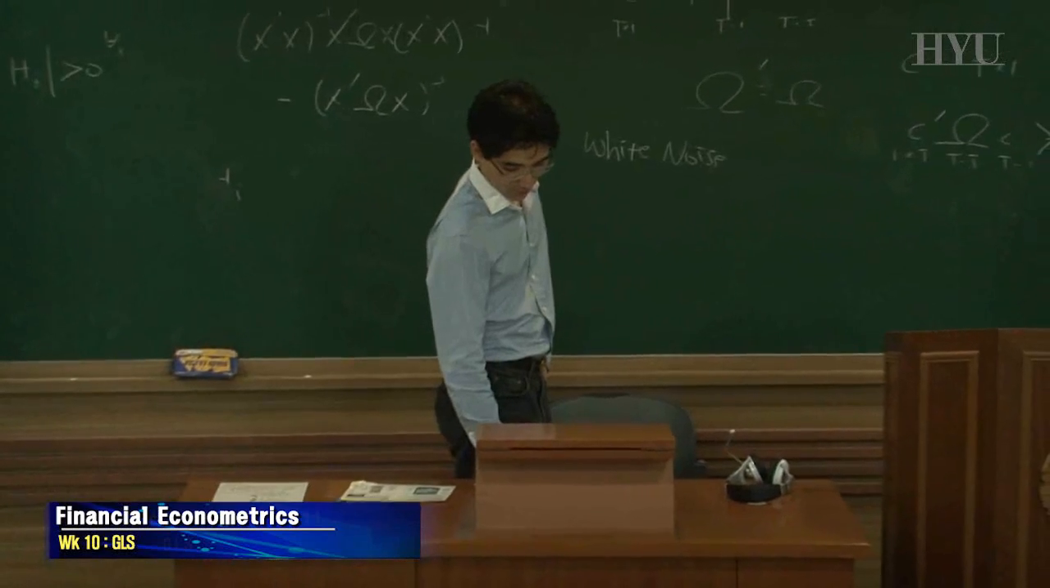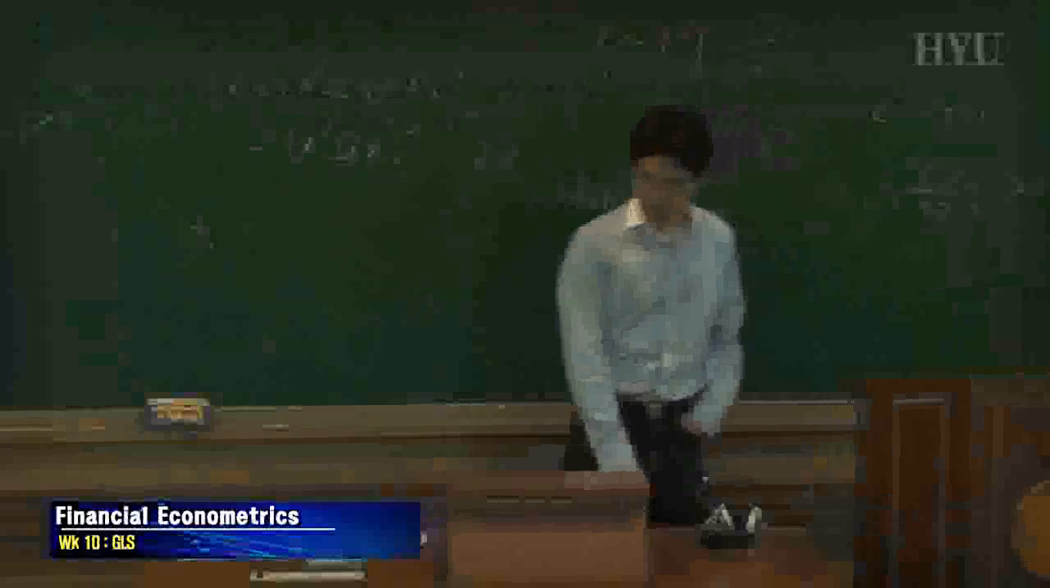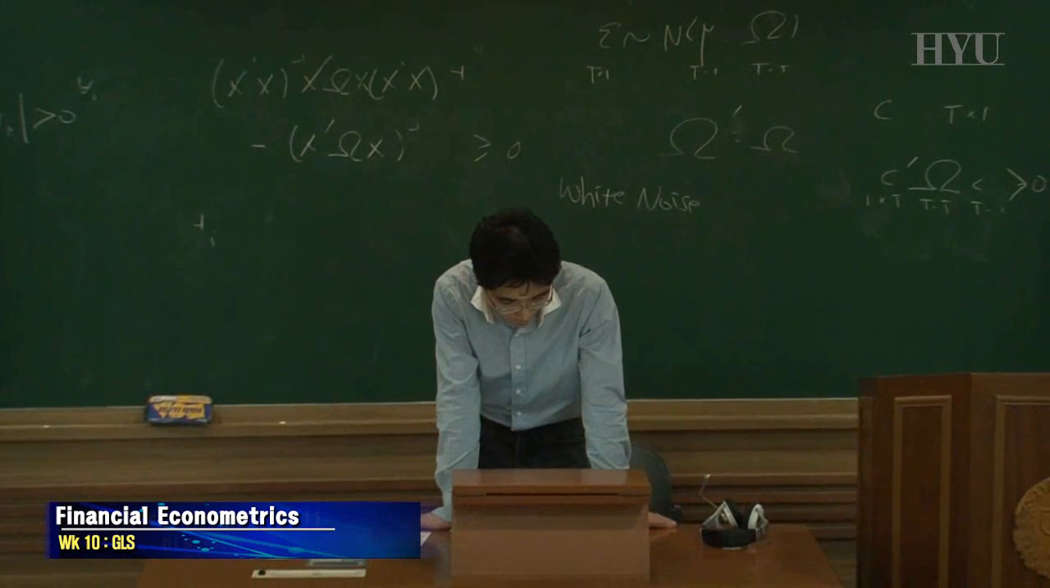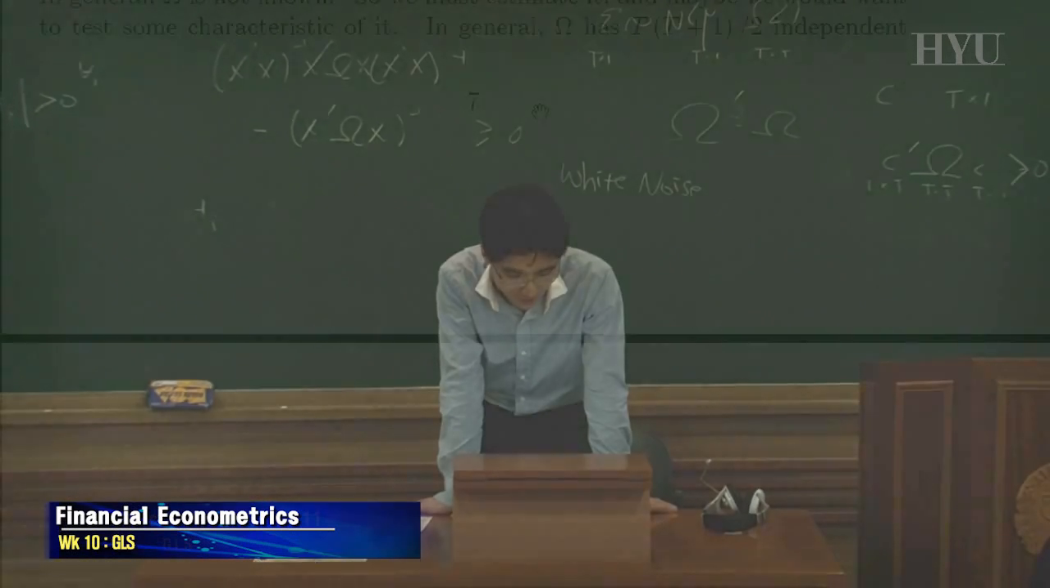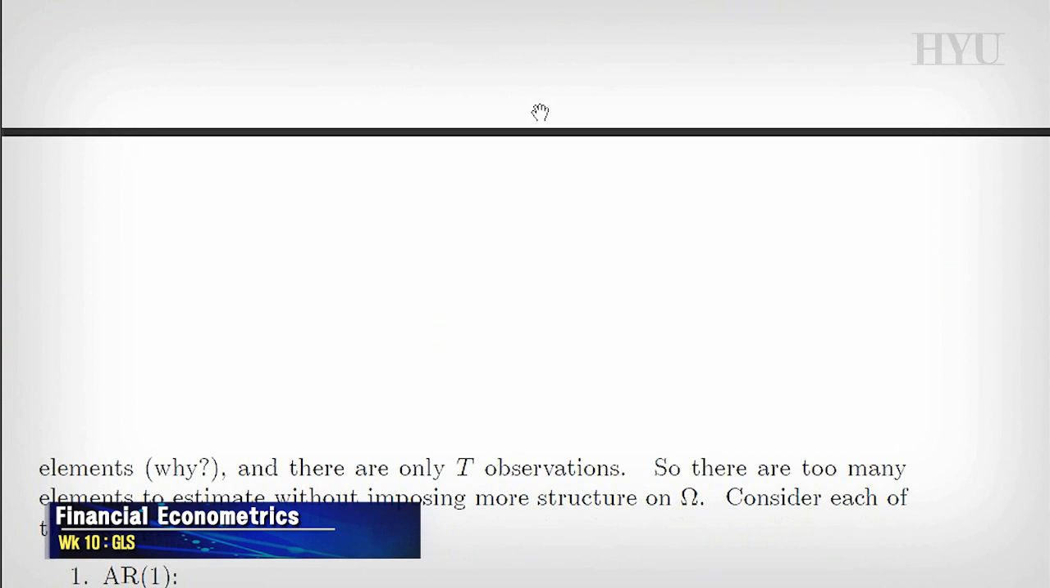Okay, now let's go to the next topic. Specifying omega parsimoniously. In general, omega is not known, so we must estimate omega. And maybe we would want to test some characteristics of it. But in general, omega has T(T+1)/2 independent elements because it is symmetric.